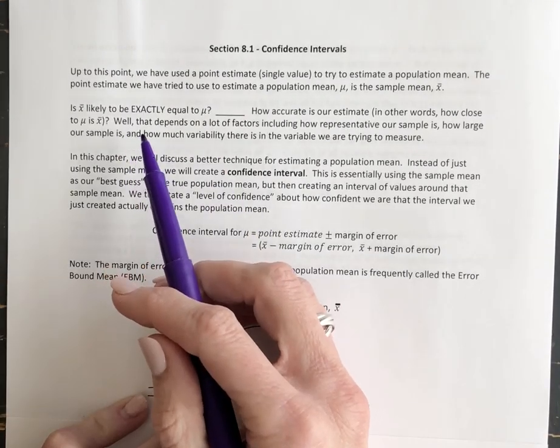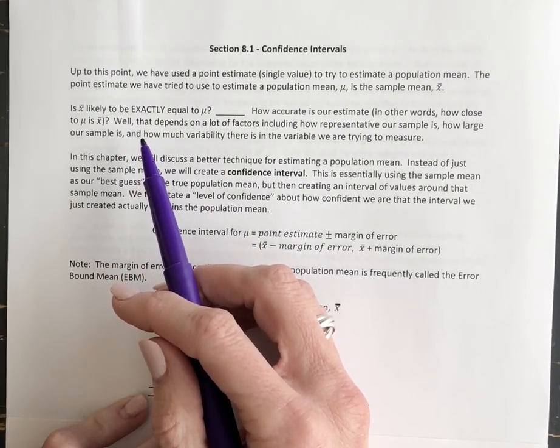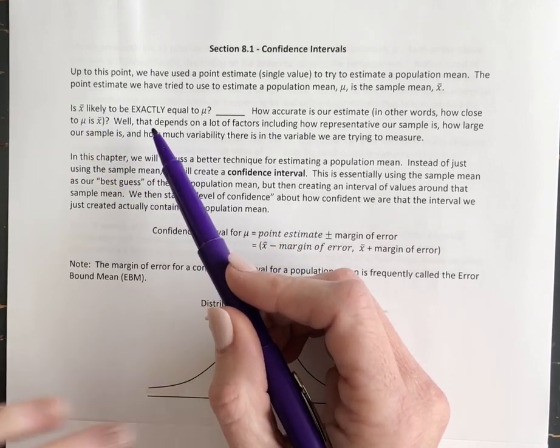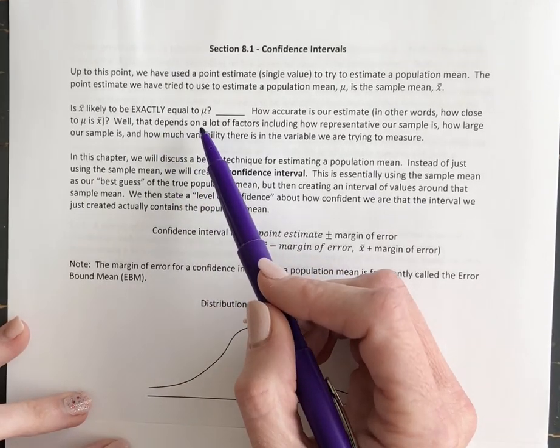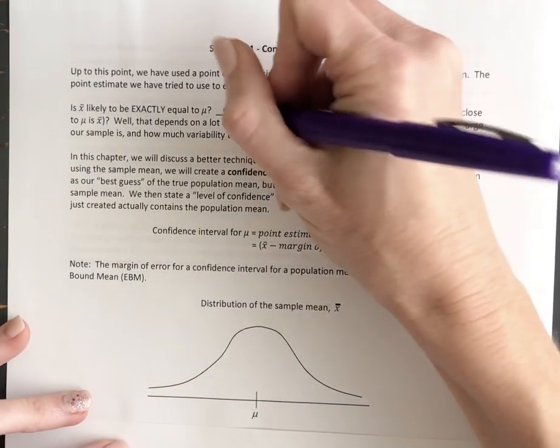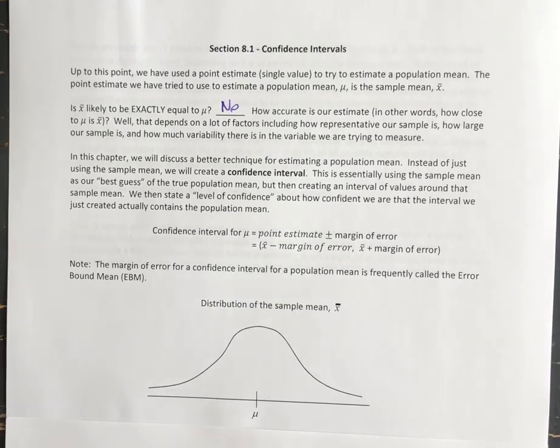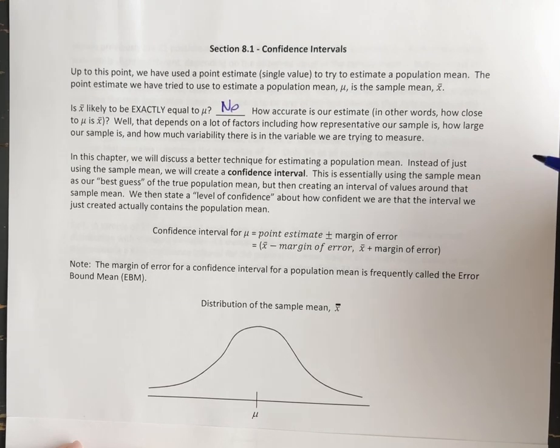So in general, if we think to cases of trying to find a population mean by estimating with a sample mean, we want to know, is it likely that x bar is going to be exactly equal to mu? And the answer there is no. Most of the time we're going to expect our sample mean x bar to be close to mu, but it's not likely going to be exactly equal to mu. And keep in mind that x bar is a variable, so depending on which sample we take, we'll get a slightly different estimate of mu.